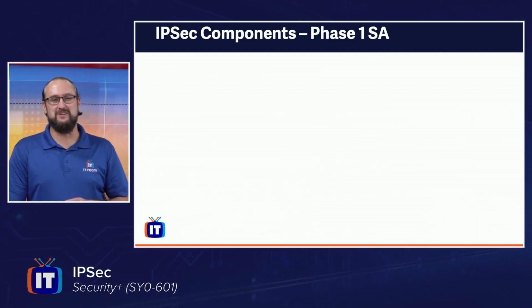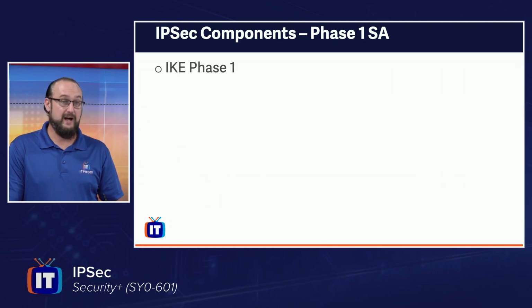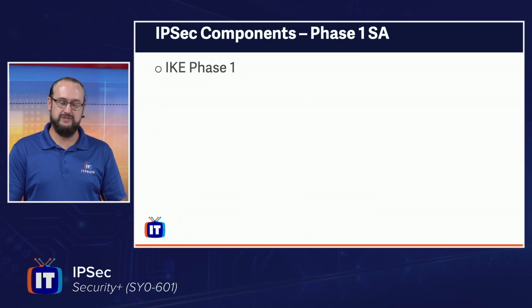And the first one is what is known as a Phase 1 security association. You might also hear it called an IKE Phase 1 security association. Those are synonymous terms. They're the same thing.